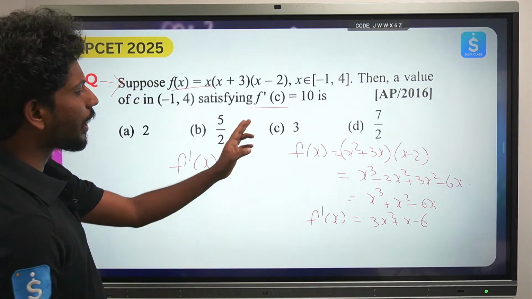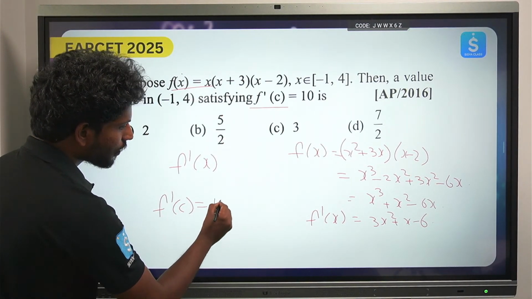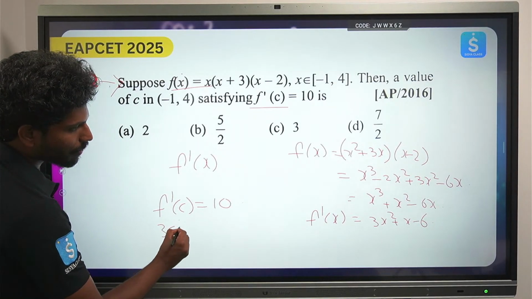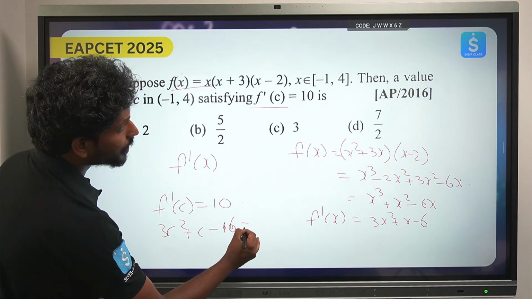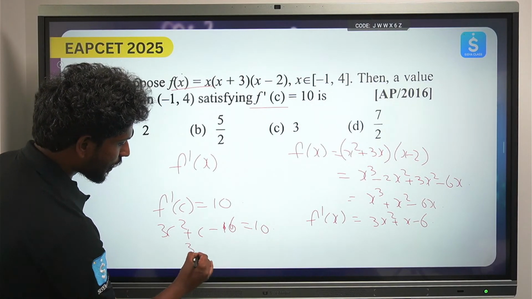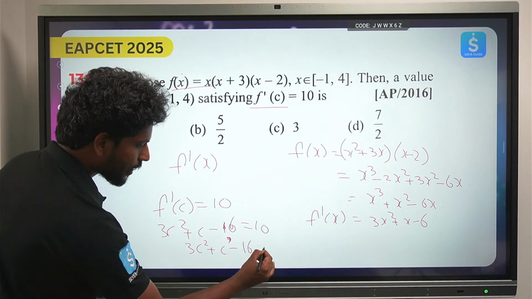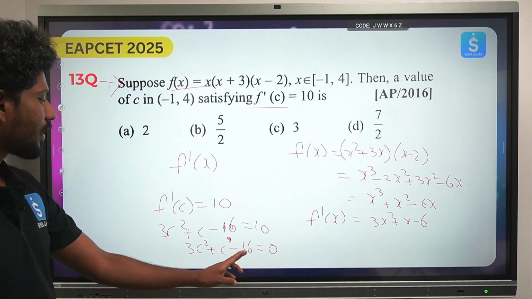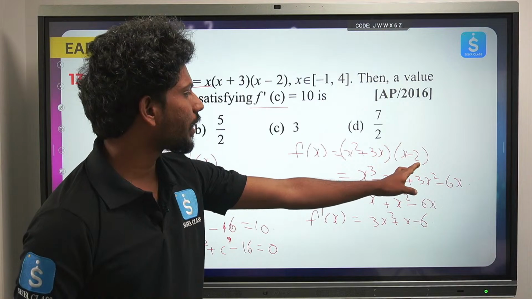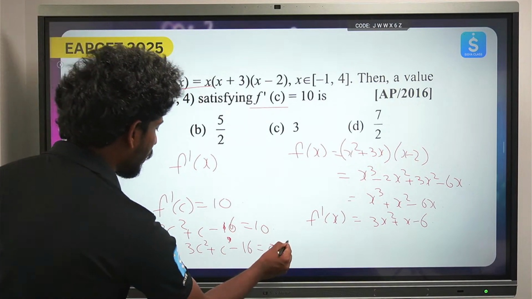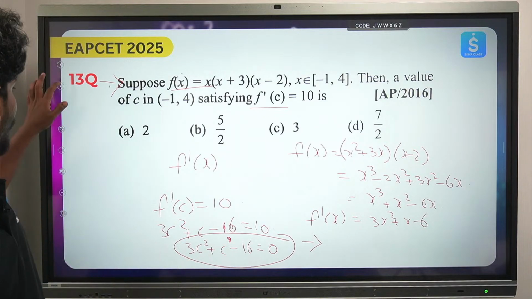Now you equate it to 10, so f dash of c equals 10. When we equate, what do we get? 3c square plus c minus 6 is equal to 10. So 3c square plus c minus 16 is equal to 0. So 16 3s are 48. From there you try to find out this value, and then you will get the value. So try to apply splitting the middle term, right?